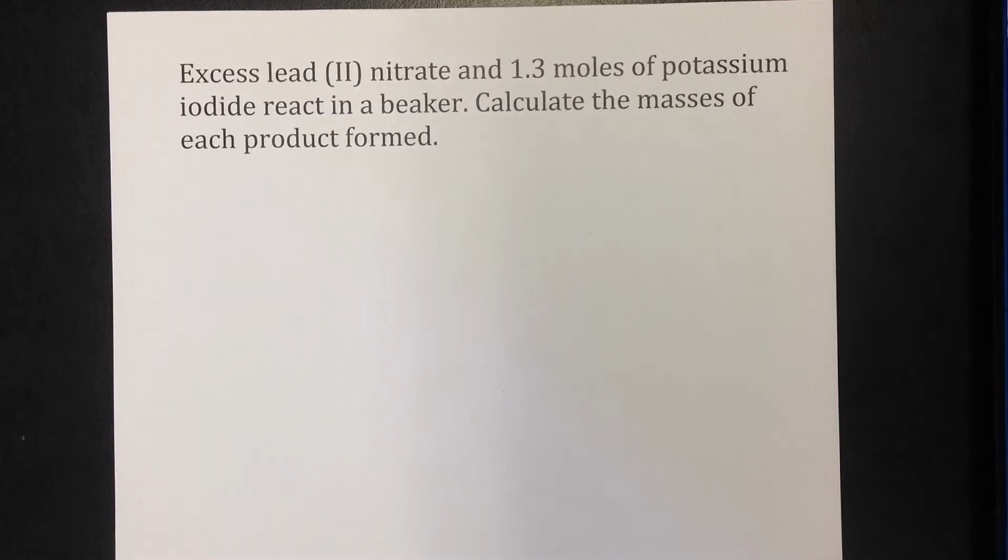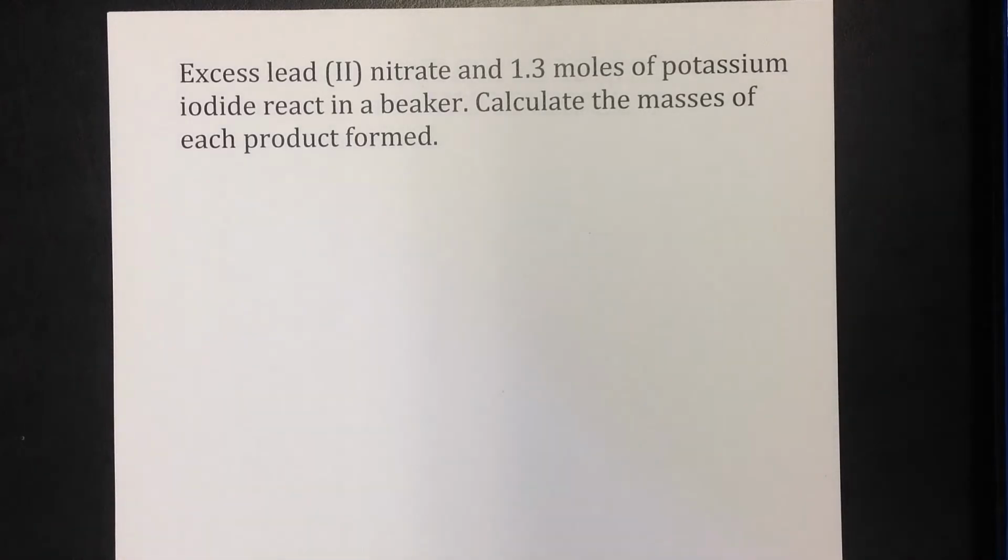So this problem says excess lead 2 nitrate and 1.3 moles of potassium iodide react in a beaker. Calculate the masses of each product formed. So they gave me the amount of potassium iodide. When they tell me excess lead 2 nitrate, that just means you don't need to worry about it. There is plenty of it. What they're really telling you is this is what you're going to run out of first. You only have 1.3 moles of potassium iodide, but you've got plenty of the lead 2 nitrate, so that's not a concern.